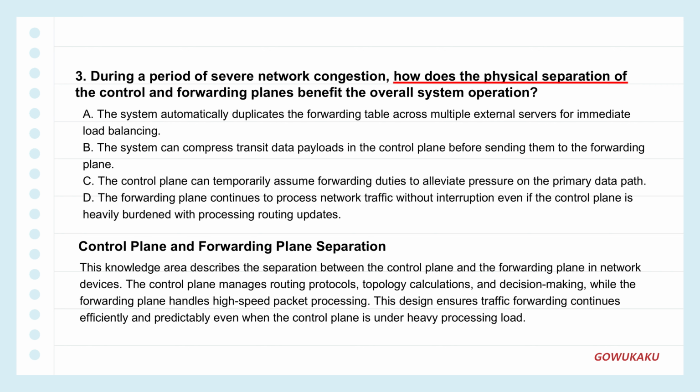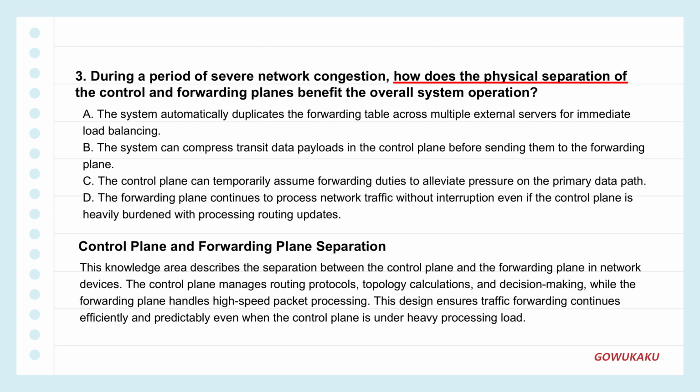I really want to pause on option C. Logically, if a construction crew is overwhelmed with work, the architect or the manager can step in, grab a hammer, and just help temporarily assume those duties to alleviate pressure, right? Why doesn't a router work that way? That is a really great observation, but it gets to the heart of how specialized router hardware actually is. The control plane's CPU is like a math genius. It handles complex routing tables, it talks to other routers, but the forwarding plane, or the data plane, uses highly specialized ASIC chips designed to do nothing but push millions of packets per second.